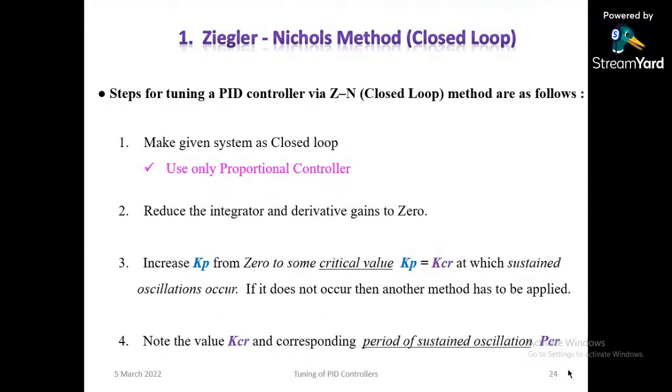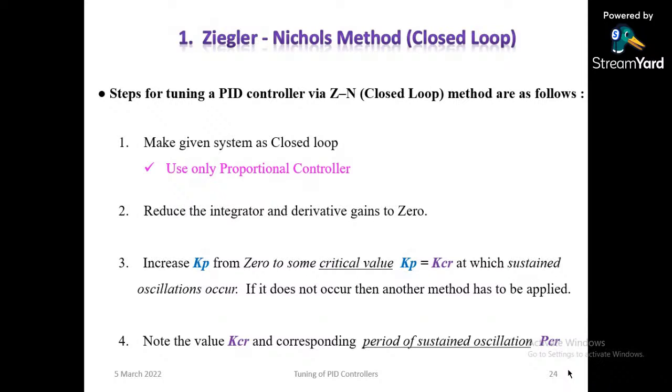Okay, let's start with the first tuning method of a PID controller. In the previous session, we saw what a PID controller is and how it works. Now let's start with the tuning of PID controller. We are starting with the closed loop methods first. Later on, we'll go with the open loop methods. The first one is the Ziegler-Nichols method. Both were scientists, and they developed a method to tune PID controllers.